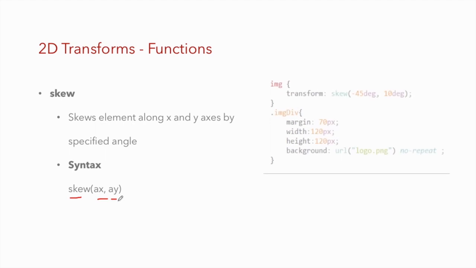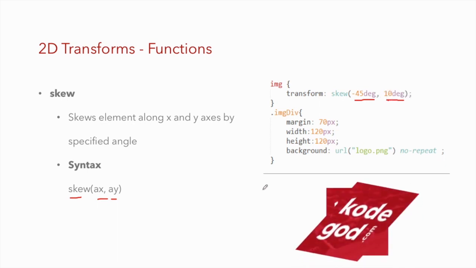Then we have skew, and it skews an element along the x and y axis by a specified angle. So this is the function and these are the angle values for both x and y axis. Again, this can be plus or minus. Here, on the x axis I'm going to skew the image by minus 45 degrees, and along the y axis I'm going to skew the image by 10 degrees. So this is exactly what is going to happen. With these multiple inputs for x and y axis, your output will be something like this.